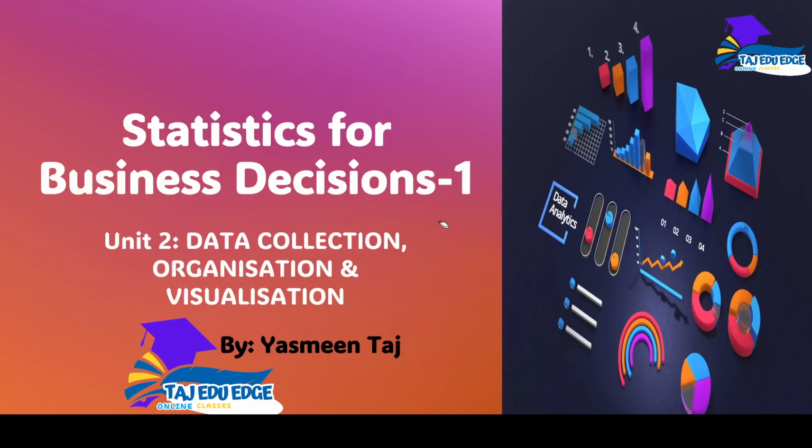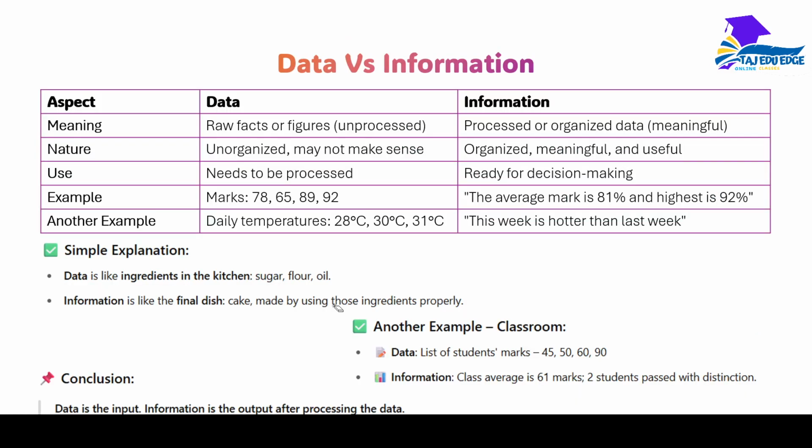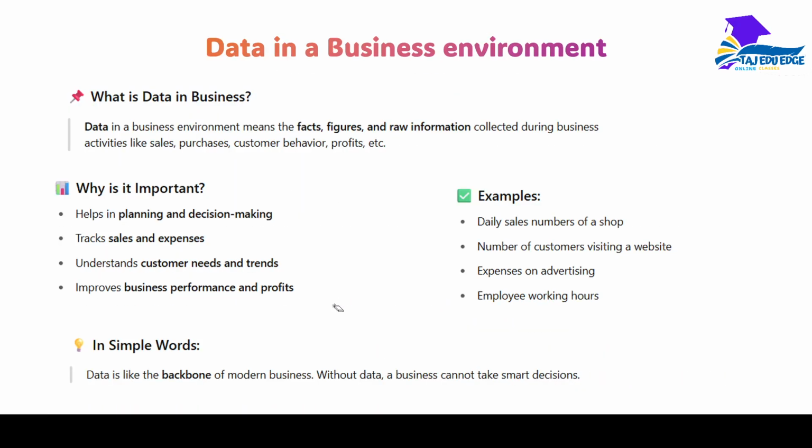In the series of Statistics for Business Decision 1 for first semester BBA students of Bengaluru City University, I have started with Unit 2, Data Collection, Organization and Visualization. In my previous videos, I have already discussed the syllabus and the data information concept in video 1, and in video 2 the concept of data in a business environment.